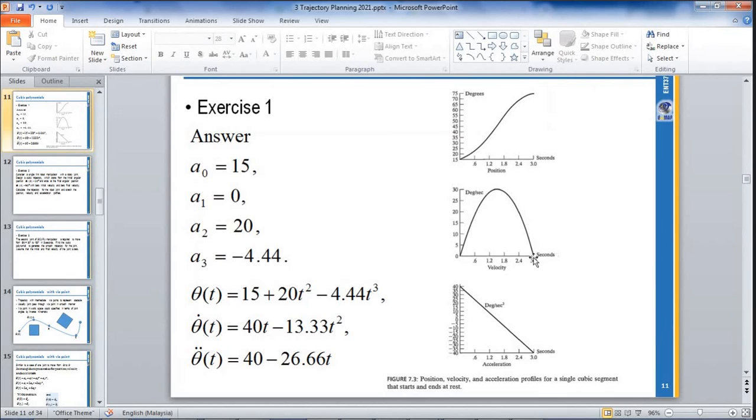In between 0 to 3 seconds, this is the peak point, the highest velocity of your robotic arm's motion. It's smooth, because we use a trajectory to control your robotic arm to move in smooth motion. Same goes for the acceleration. Acceleration is degree per second square, and this x is a second.